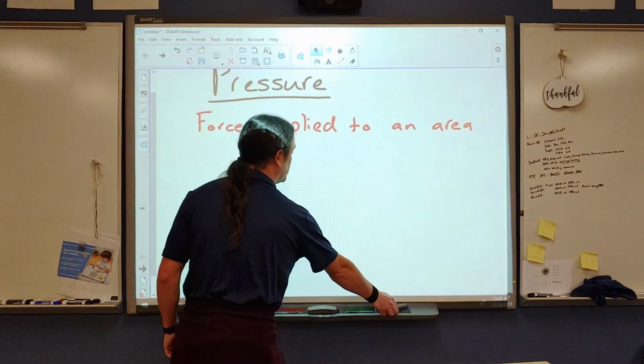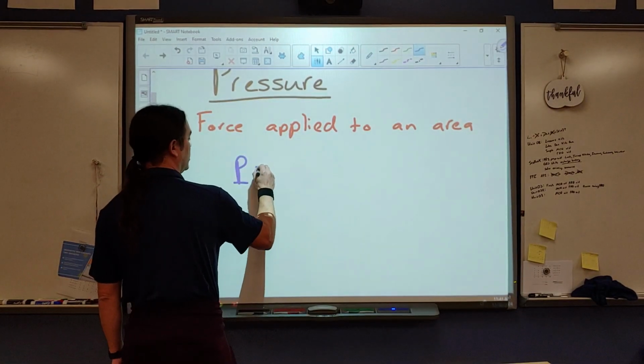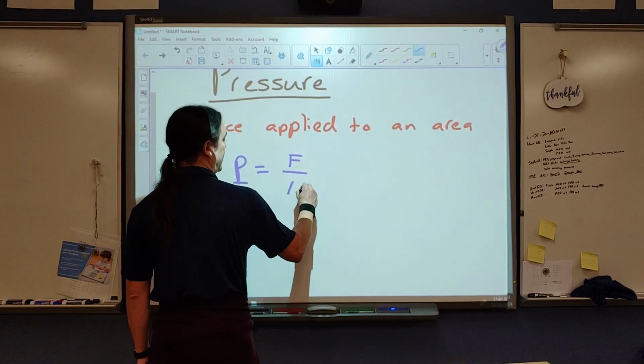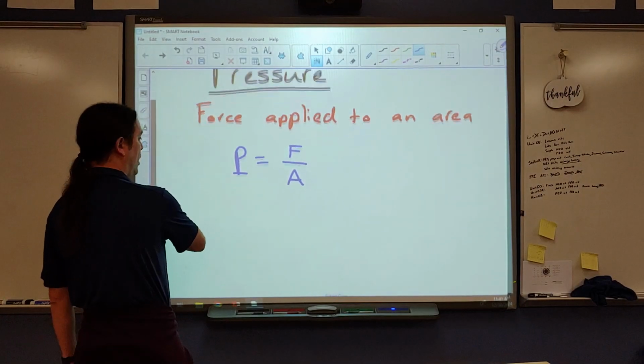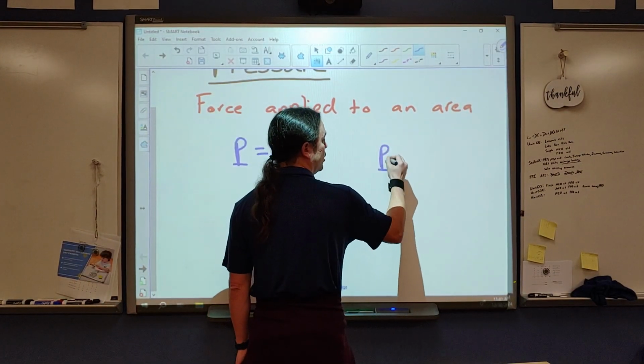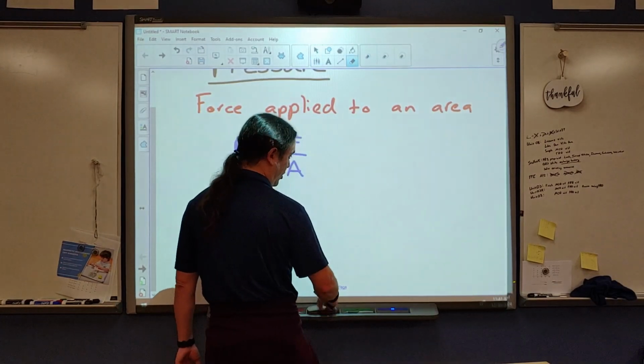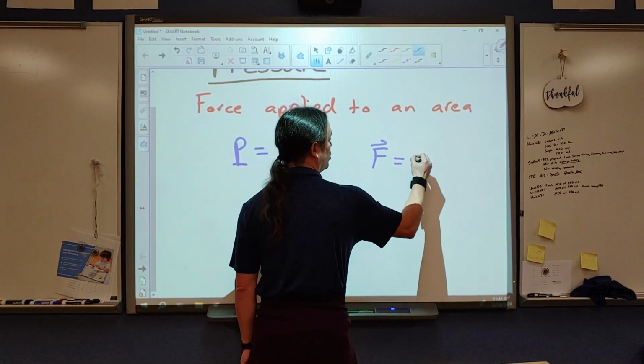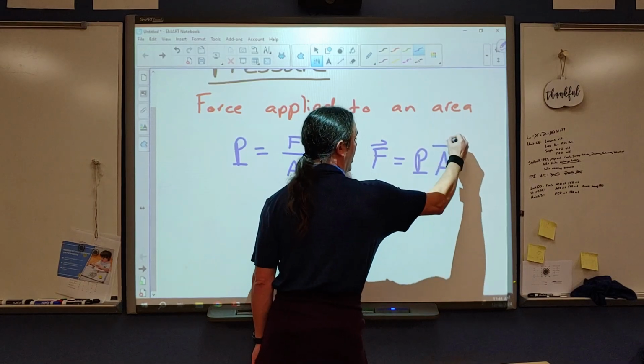Okay, so our main equation is going to be, the way that I always learned it, pressure equals force divided by area. Now, another way that this could be written, which might be a little bit more precise when it comes to the vectors, oh, sorry, not pressure, but force equals our pressure times our area.